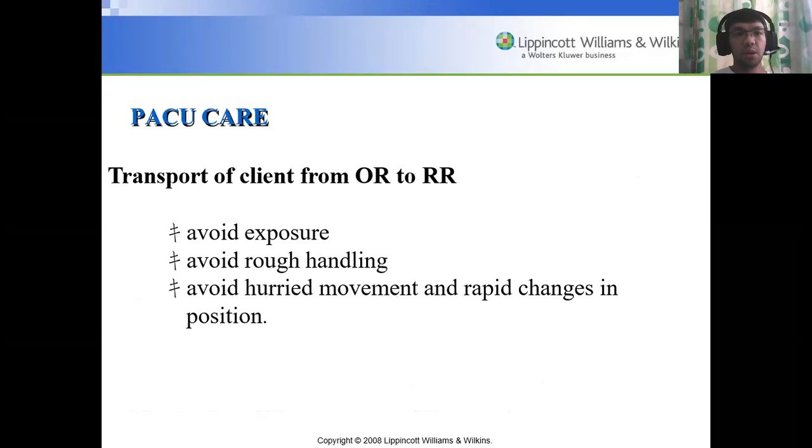So now we go to the PACU care, or the post anesthesia care unit care. So transport of the client from the OR to the RR, to the recovery room. We are going to avoid exposure of the patient to infection. Avoid rough handling as well, because the patient is not fully conscious after the operation, especially if the patient has undergone general anesthesia. And avoid hurried movement and rapid changes in position. So if you're going to properly position the patient, do it gently, do it slowly.